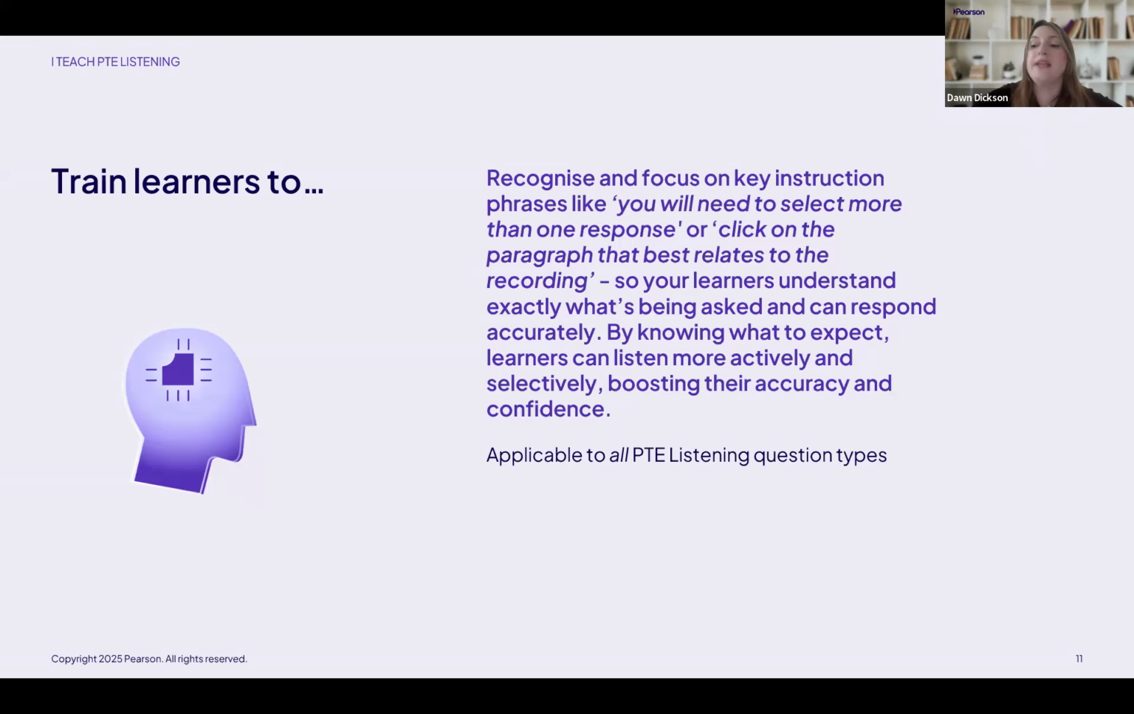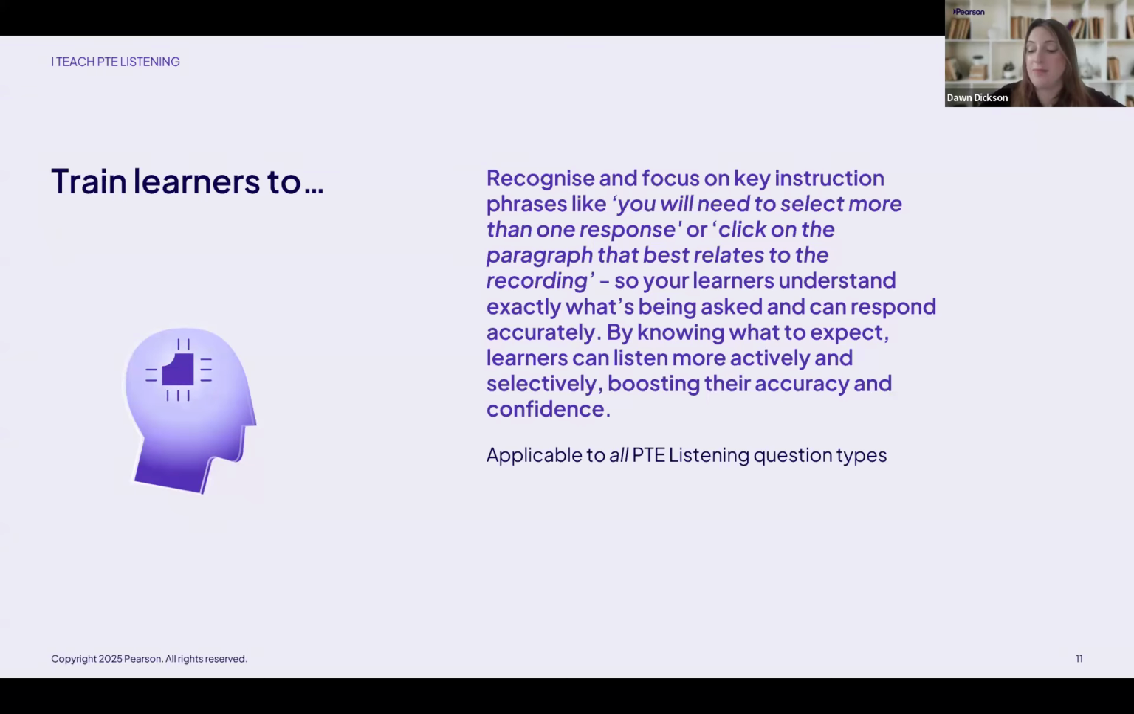I'm sure many of you who've taught before or in your training experiences have encountered instances where your learners have not read the instructions correctly and therefore have not performed accurately in the exam. And obviously this does affect their confidence. So we're hoping that by getting them to focus on key instruction phrases, it will give them once again a better opportunity of performing well in the exam because they know exactly what they are listening for, they know what is expected of them.